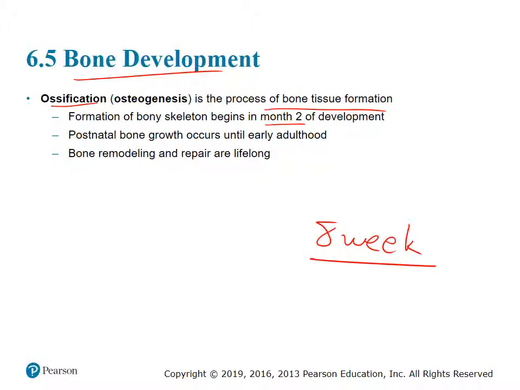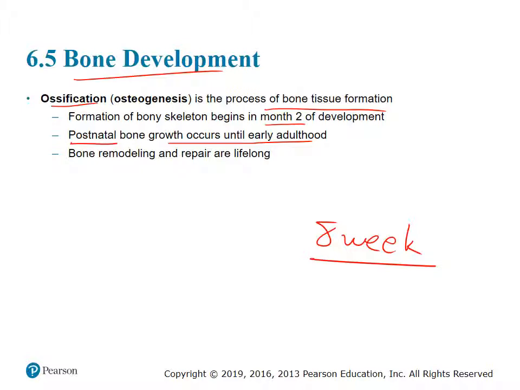When we take a look at the skeleton in week 8, we can already start to see the formation of the skeleton here, right? Postnatal, so after birth, we still see bone growth all the way up to early adulthood, into puberty and really into adulthood, which varies, but that's 18 to 21, 23, where we see early adulthood, post-puberty, right?